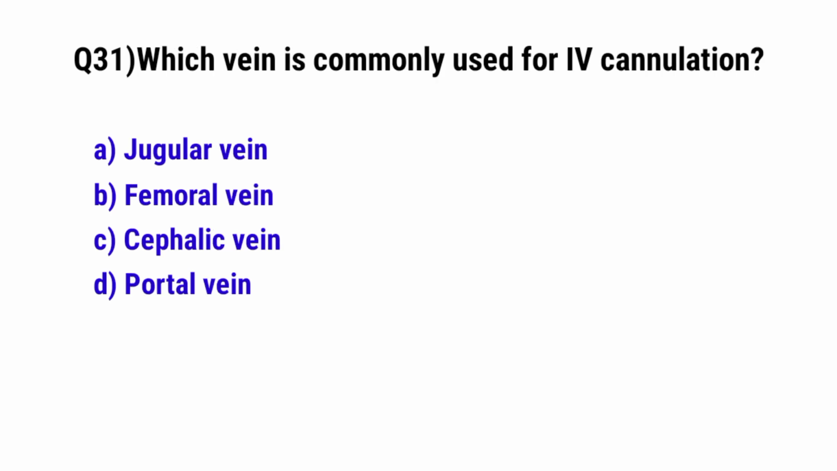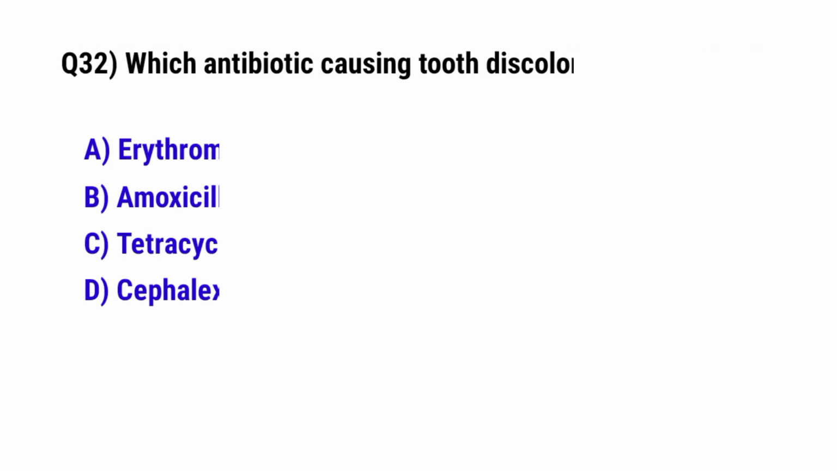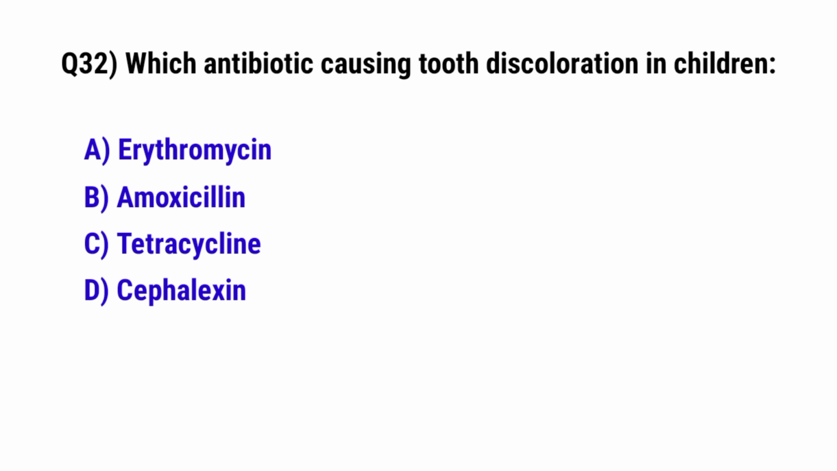Question number 31. Which vein is commonly used for intravenous cannulation? Correct option is C. Cephalic vein. Question number 32. Which antibiotic causes tooth discoloration in children? Correct option is C. Tetracycline.